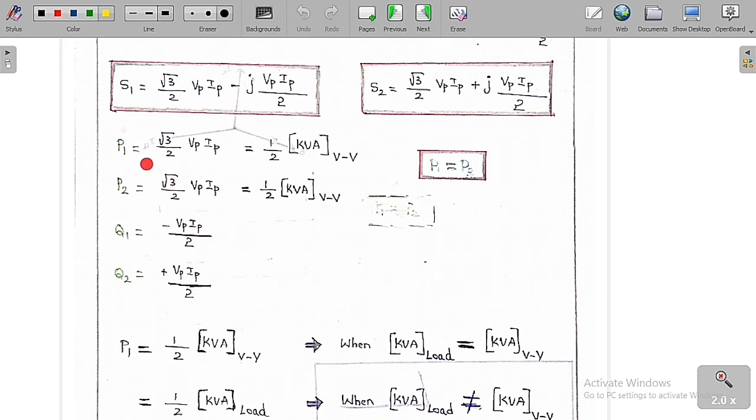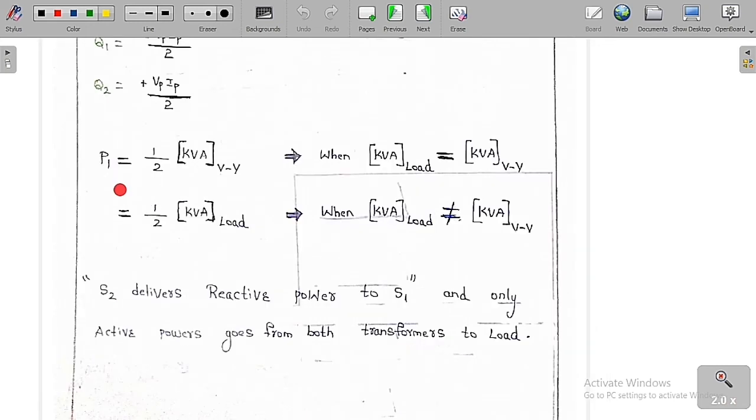Active power supplied by transformer 1 is equal to half of the kVA of the open delta transformer, and the active power supplied by transformer T2 is equal to half of the kVA rating of the open delta, and both values are always equal. The second transformer is sending the reactive power, and that same reactive power is absorbed by transformer 1. P1 is equal to P2 is equal to half of the kVA of the open delta whenever the kVA of the load is equal to the kVA of the open delta, whereas it is half of the kVA of the load whenever the kVA of the load is not equal to the kVA of the open delta. So this is the meaning of this.